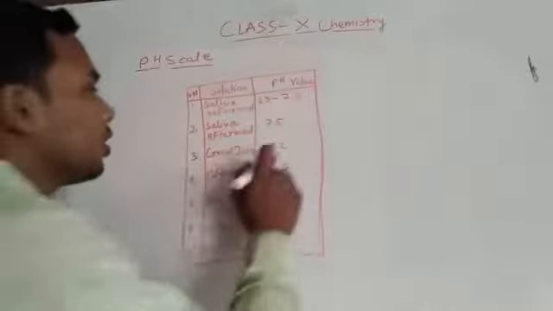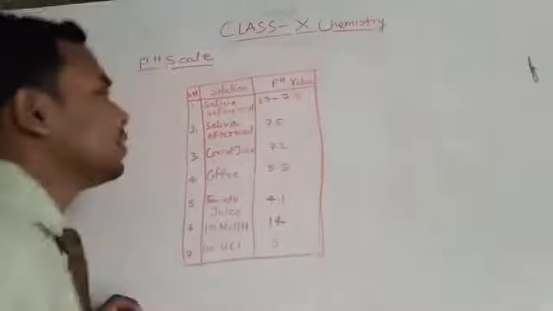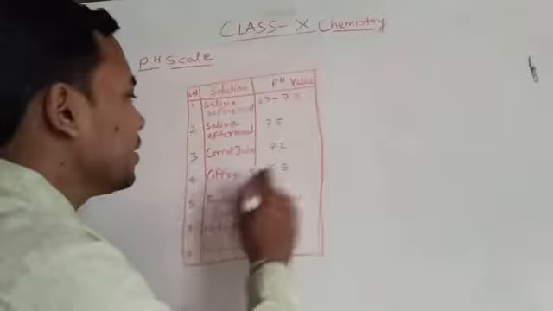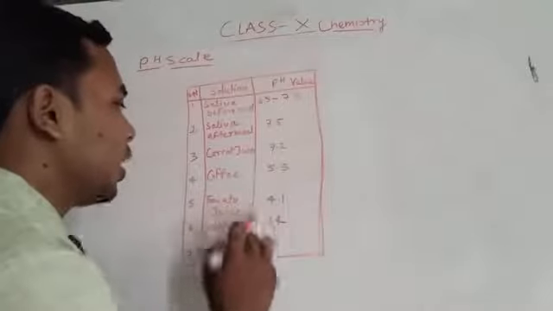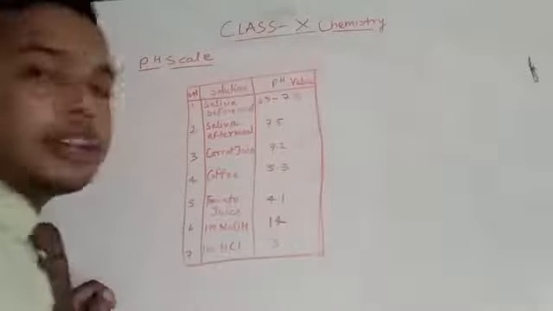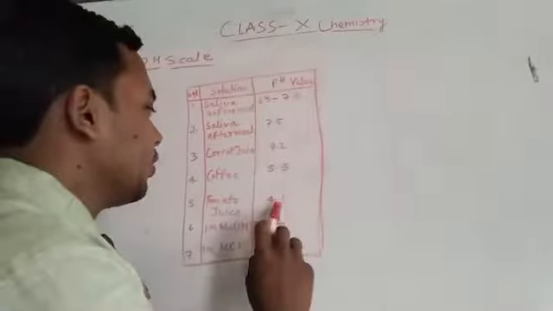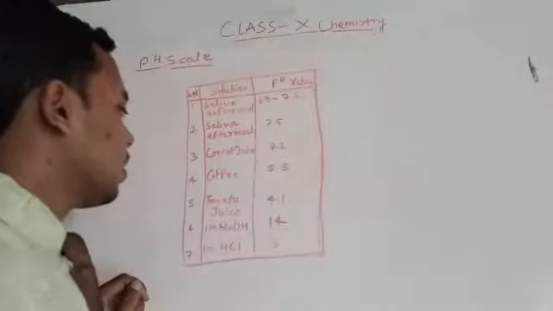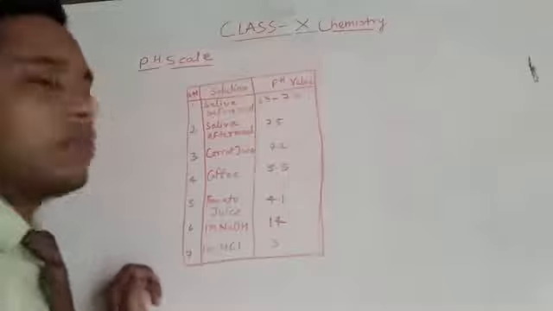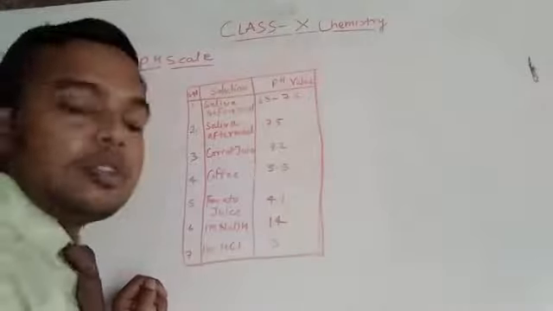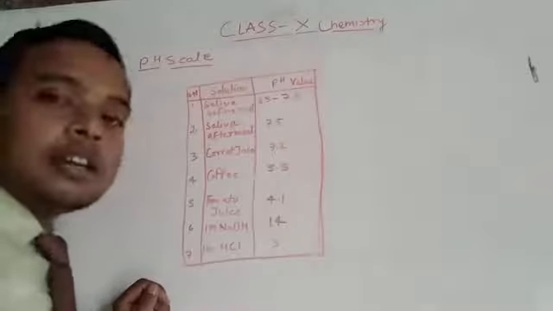Carrot juice is 7.2 and coffee is 5.5. Tomato juice, which contains tartaric acid and also oxalic acid, is 4.1. One mole of sodium hydroxide is 14, and one mole of hydrochloric acid is 3.